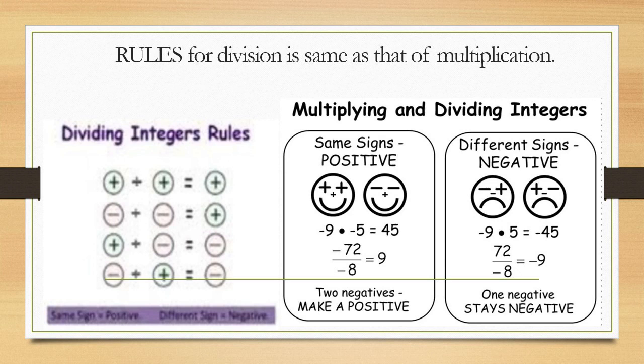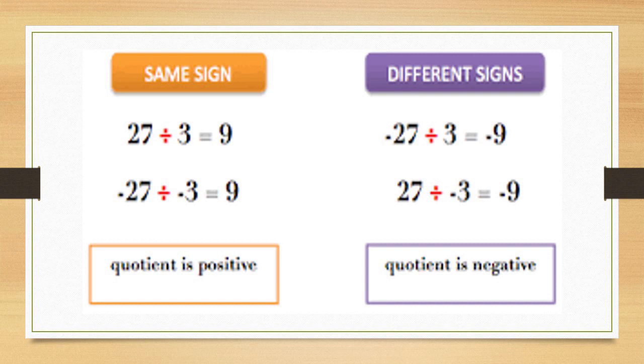If both the integers are positive, then the result is positive. If both the integers are of the same sign, then the result will be positive. If either of the two integers is negative, meaning one is positive and the other is negative, then the result will be negative. Go through this example.